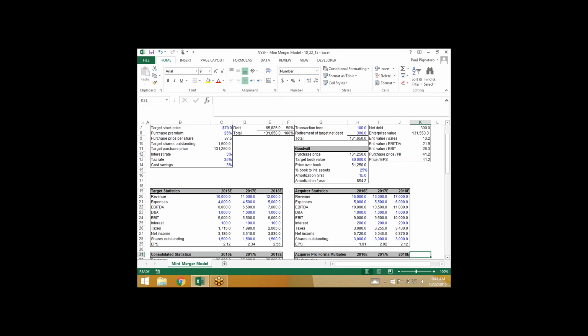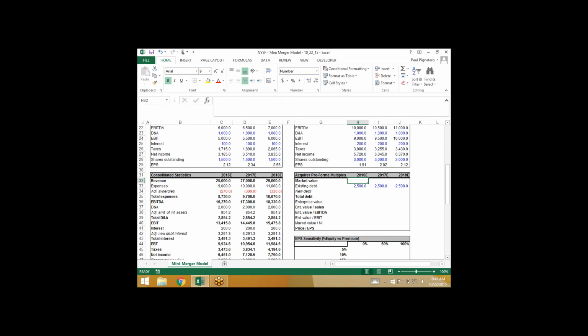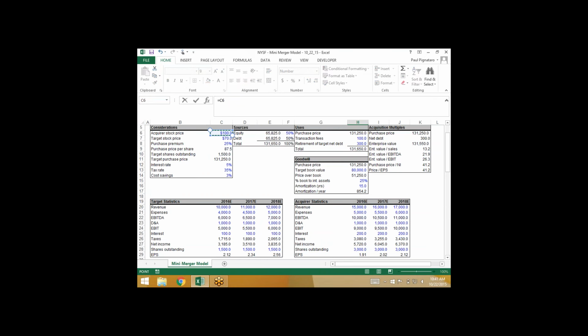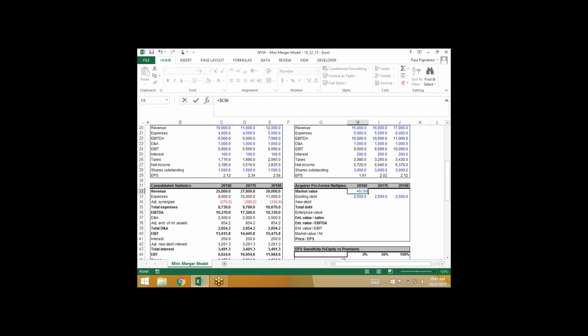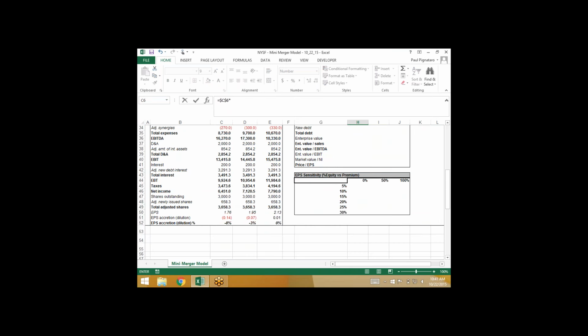Whereas the pro forma multiples are multiples based on the newly combined entity and its trading value, not purchase value, its trading value. So for now, we're going to assume that the company trades at the acquirer's stock price, when in reality, the acquirer's stock price might decline by like 5 or 10% after such an acquisition. Let's assume that the market value is going to be based on the acquirer's stock price. We'll anchor the value to the acquirer's stock price times the total new adjusted shares.